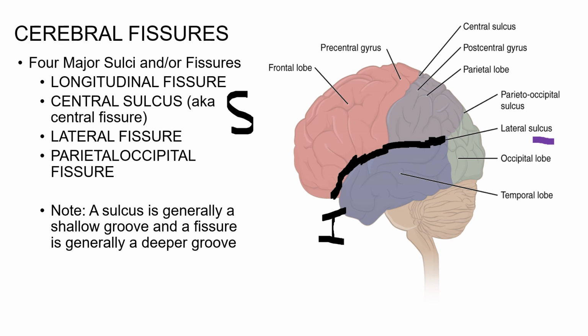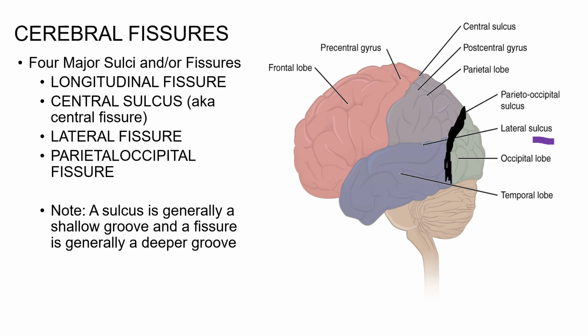And then last but not least, we have the parietal occipital fissure, also known as the parieto-occipital sulcus. And it sounds just like it is. It separates the parietal lobe from the occipital lobe, and also the temporal lobe too. It's this whole thing right here. So basically just kind of imitating that lambdoid or lambdoidal suture that we talked about.